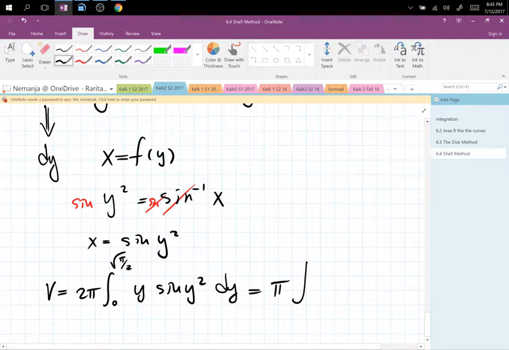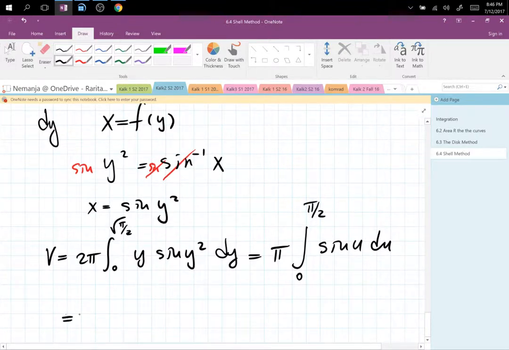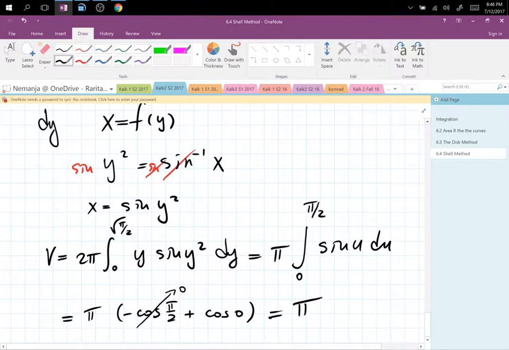So pi integral of sine u du from 0 to pi over 2, which will give us pi times negative cosine of pi over 2 plus cosine of 0. This one dies. Cosine of 0 is 1, so pi. As I have foreseen. Great.